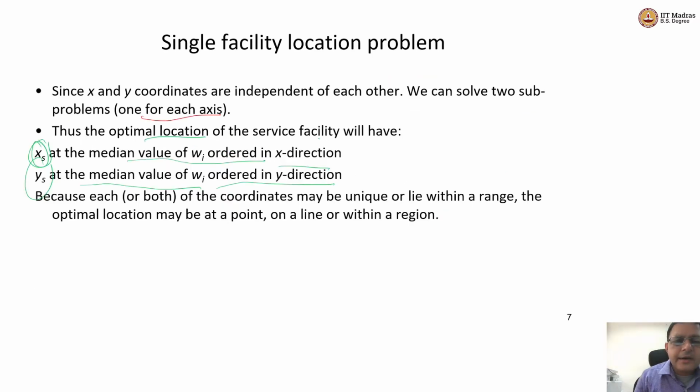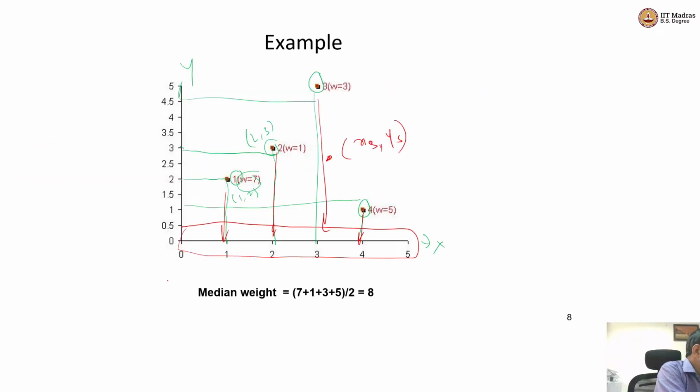Now what is the median? Let us calculate the median. So here the demand is 7, 1, 3 and 5. Divide that by 2. You get a median weight of 8. Now where should the facility be located? The facility should be located such that the weight on the left of the facility is the same as the weight on the right of the facility. The median is at 8. So let us move from left to right. 7 plus 1 is 8, which means I can locate the facility right here, right next to 2, because 8 is reached.